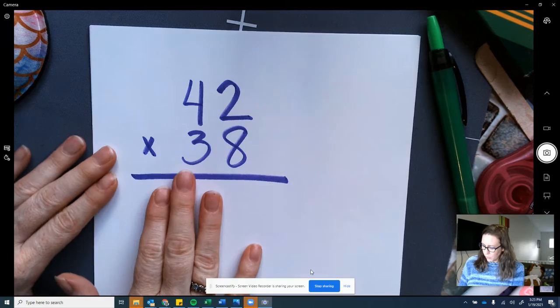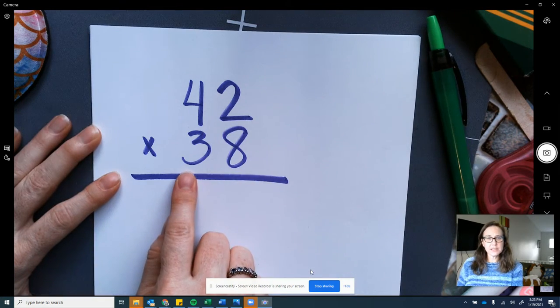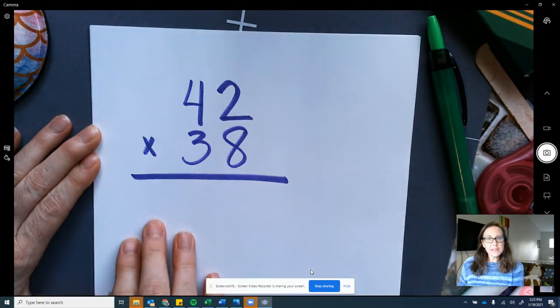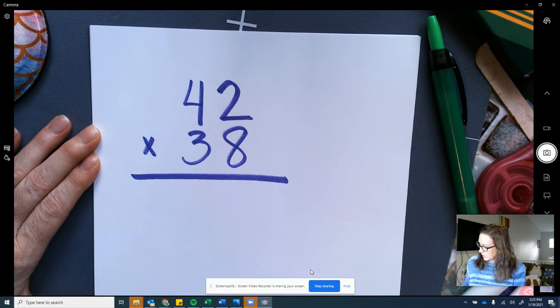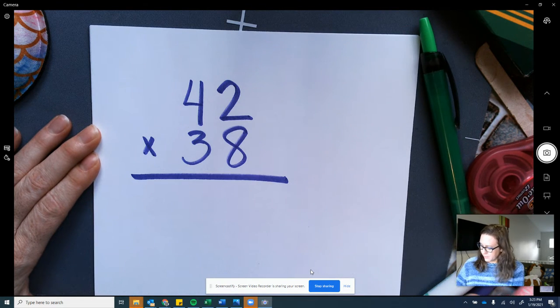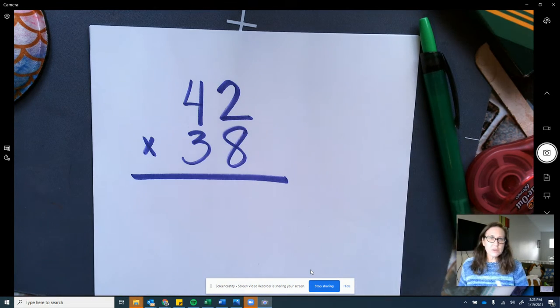So we're starting with 42 times 38. Go ahead and write that down, and we're going to go ahead and start solving it. So it's always good to estimate. I always forget to do that, and I always forget to tell my students to do that.